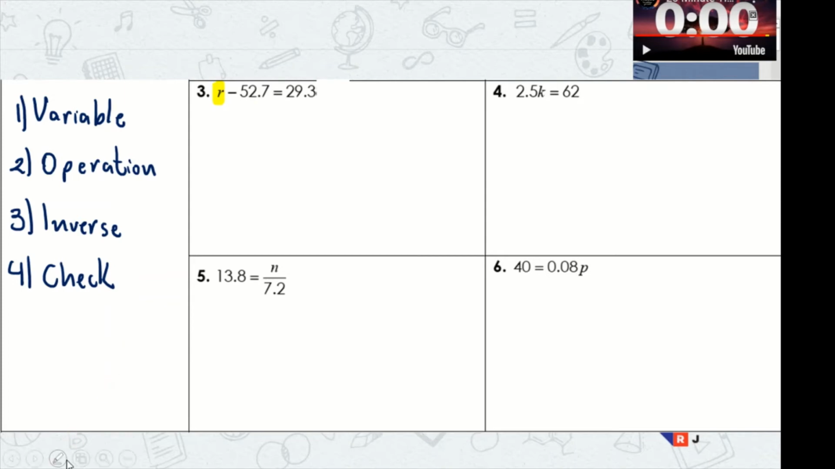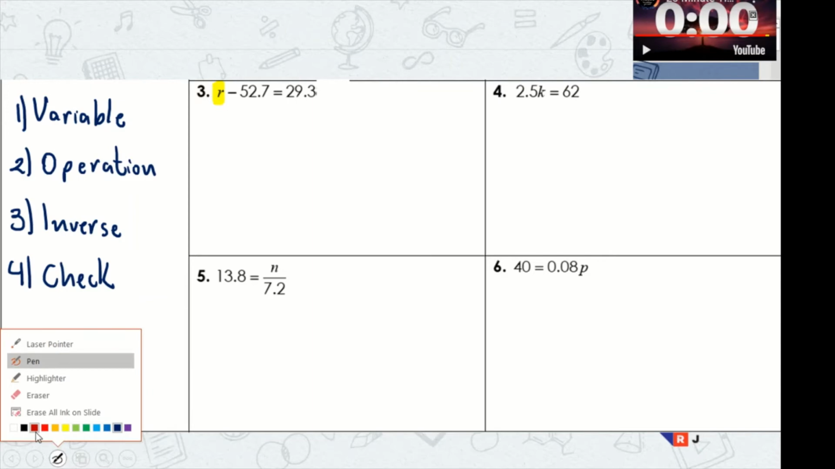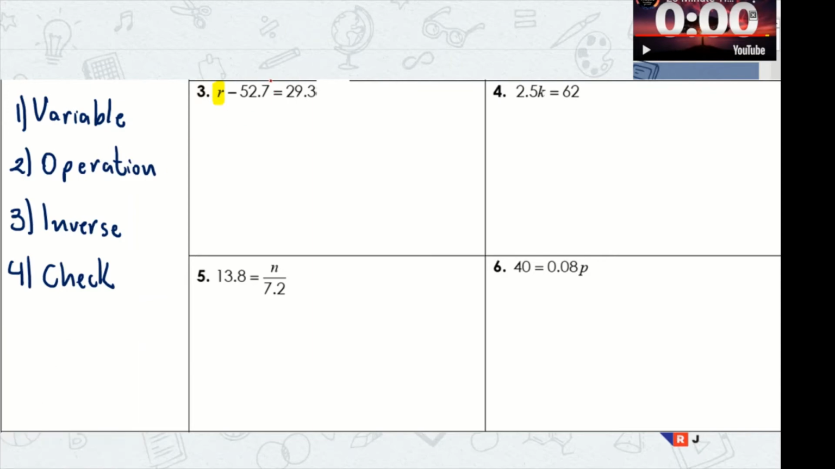What is the math operation tied to the variable, guys? What is the math operation tied to the variable? It is, yes, subtracting 52.7. What is the opposite for subtracting 52.7? Plus, we're adding 52.7. We're adding right now. Let's add then.